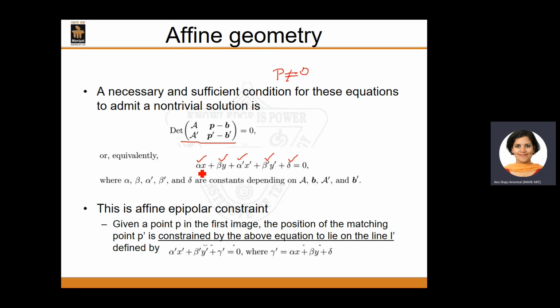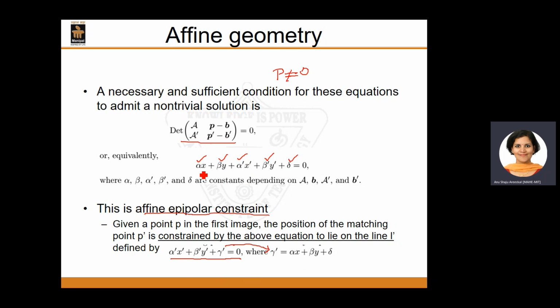So the unknowns that I have are alpha, beta dash, beta dash, and delta, right? So here, this is what you call the affine epipolar constraint, okay? And here I can further rewrite this equation as alpha dash x dash plus beta dash y dash plus gamma dash is equal to 0, where gamma dash gets this value, that is alpha x plus beta y plus delta is equal to 0.